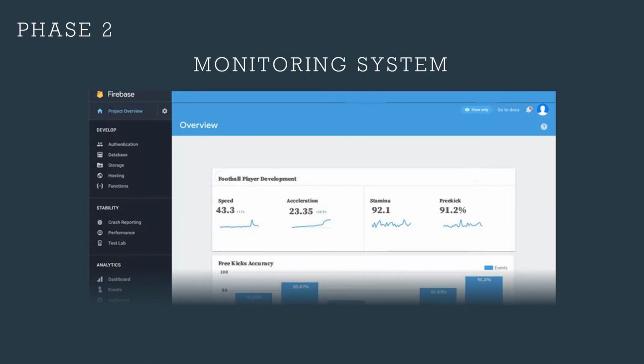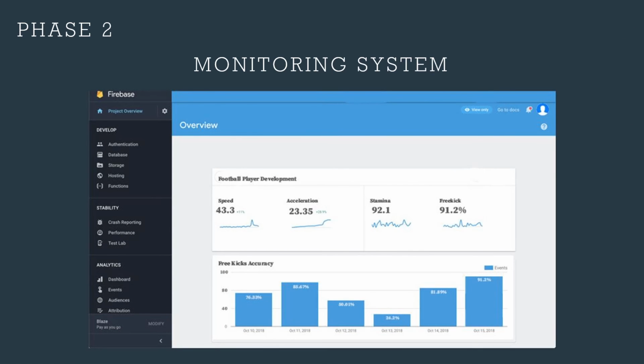The second part of the system design is the monitoring system. This is the illustration for the monitoring system.